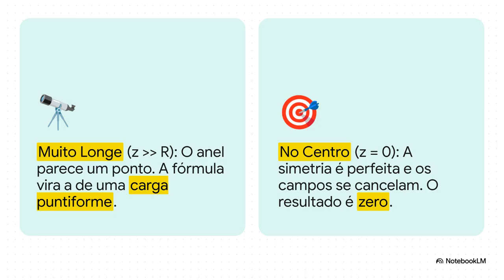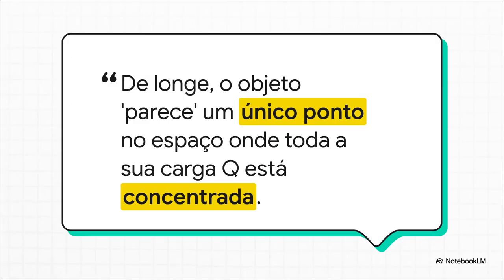Okay, now for the other extreme. What happens right in the center of the ring, where z is 0? Well, if z is 0, the whole numerator becomes 0, and our formula tells us the electric field is 0. Again, this is exactly what we'd expect. Right in the middle, the perfect symmetry means every piece of the ring has an opposite piece that cancels its field out completely. And our source material puts the physical intuition for that first case perfectly. It says, from far away, the object looks like a single point in space where all its charge q is concentrated. At a distance, the actual shape of the ring just doesn't matter anymore.